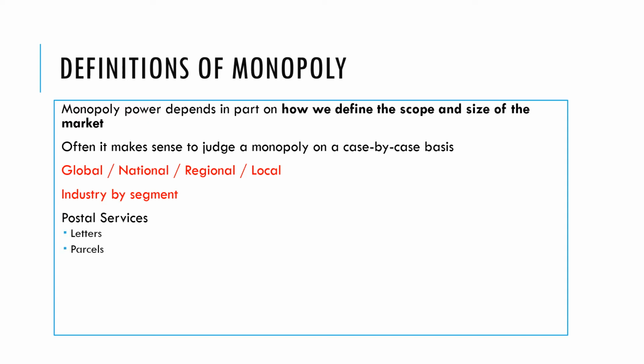Examples might be postal services, the water industry, supermarkets. You might find that a supermarket is not a monopoly at a national level, but if it's the only supermarket in your town, then you might say it has a local monopoly. So it depends again on how we class a market as to whether we're deciding whether a firm is a monopoly company or not.